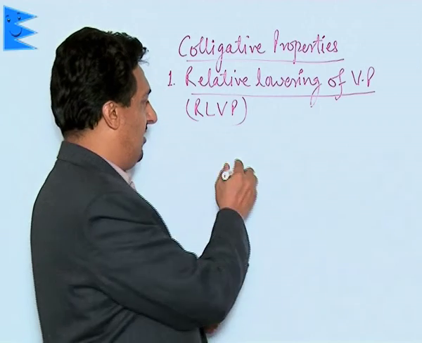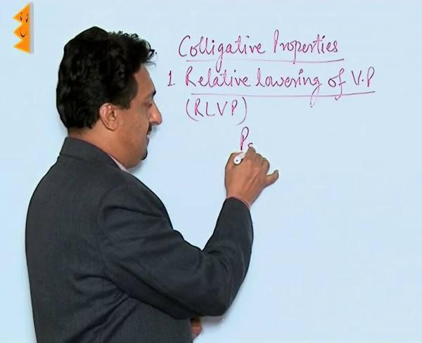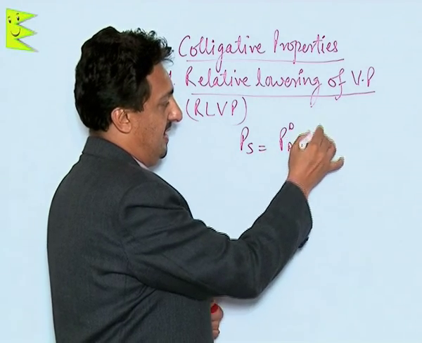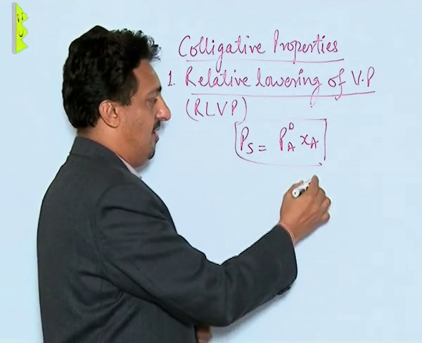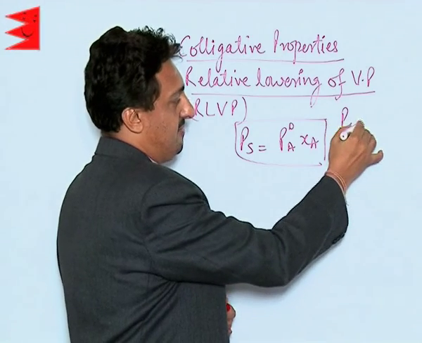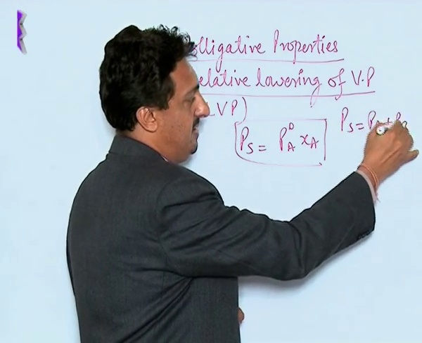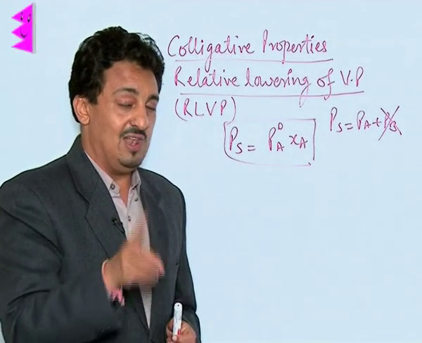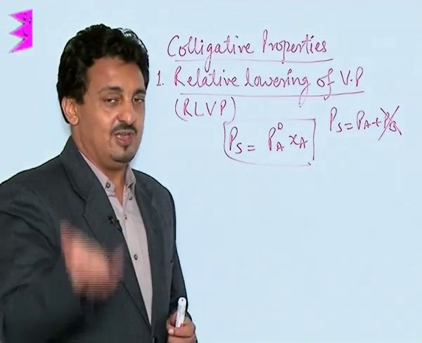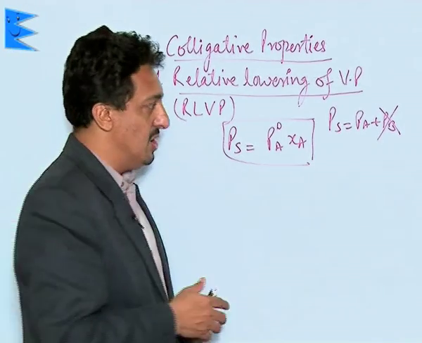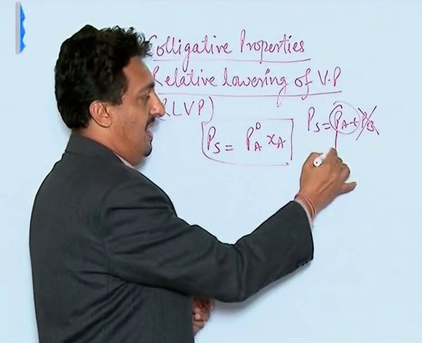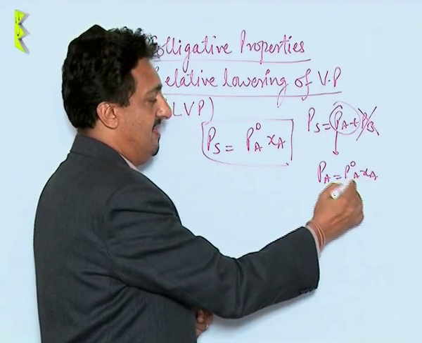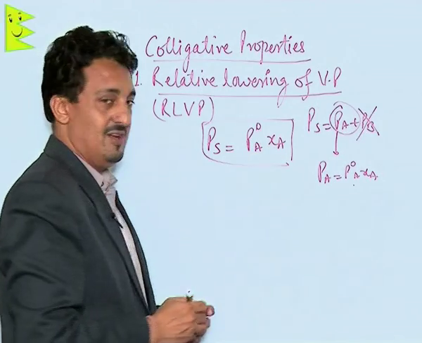As we have done already, PS will be equal to P naught A XA, as I have explained earlier. Since we know that PS will be equal to the sum of PA plus PB, and there is no PB in this case because your solute is a non-volatile solute, a solid solute, it's not going to volatilize easily. So we have only PA, and as per Raoult's law, PA is equal to P naught A XA. That's why we get PS is equal to P naught A XA.